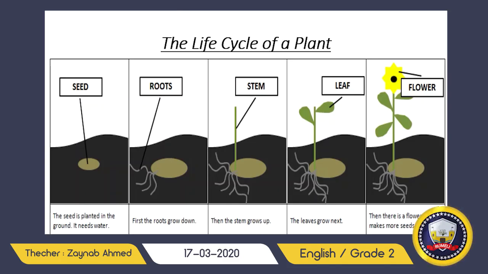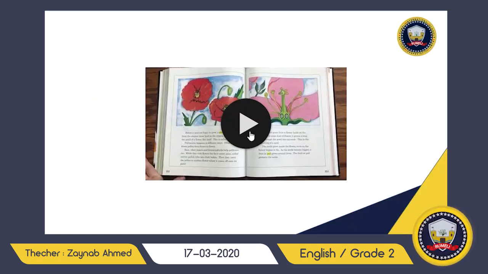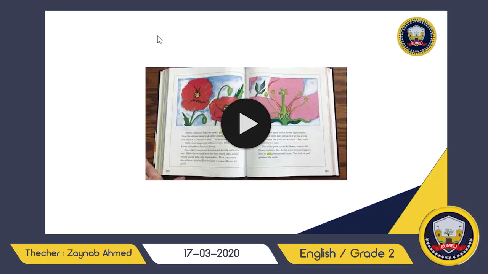Now I want all of you to read this lesson page by page, and in order to make it easy for you, I have uploaded a video in which the whole lesson is read by a girl. Open page number 350 and start reading along with this.